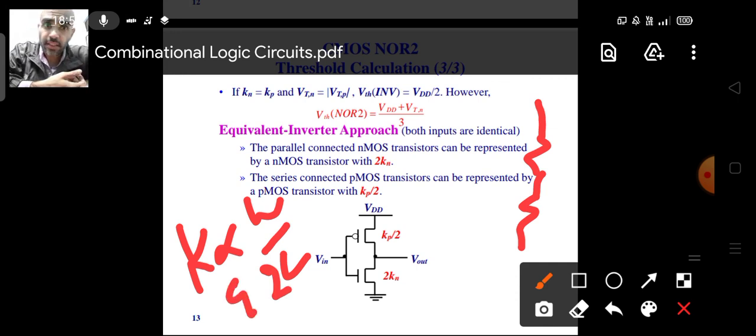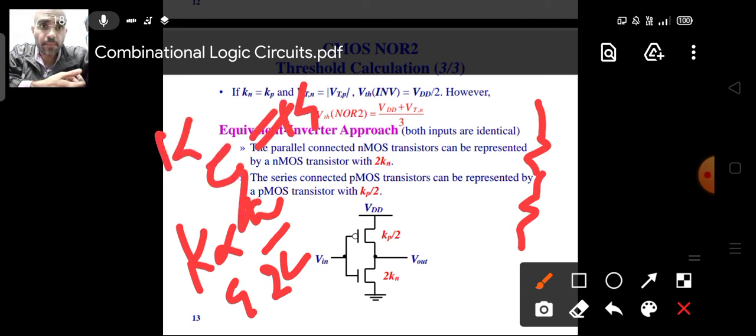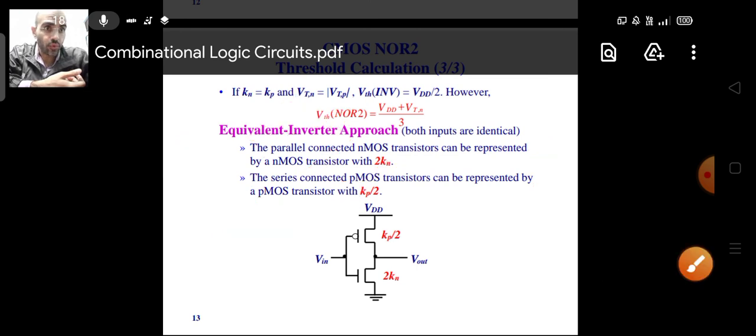So what will happen in the case of the equivalent? If I assume the W by L of a single PMOS is equal to Kp, then the equivalent Kp will be equal to how much? Kp by 2, right? So it will become Kp by 2. This is how you can write it, and these equivalent transistors will be of such a ratio.